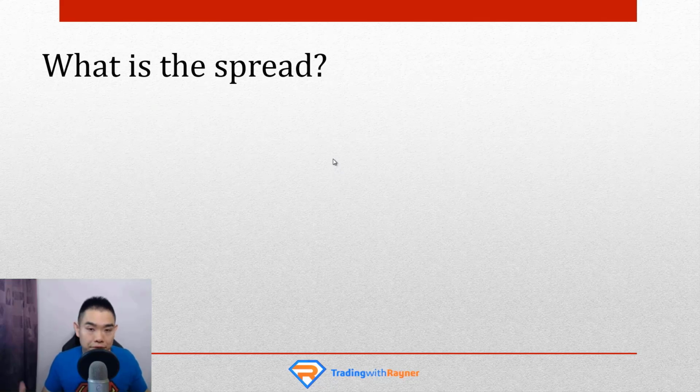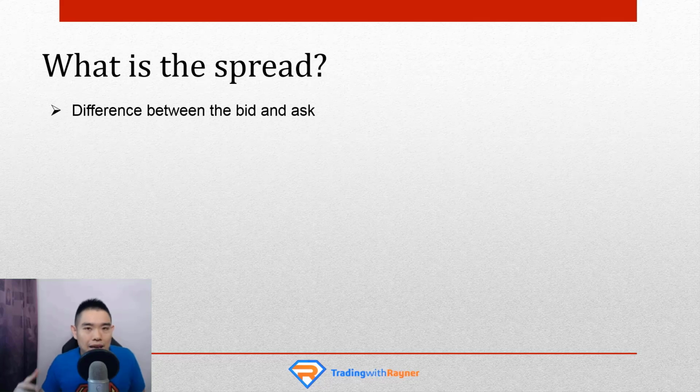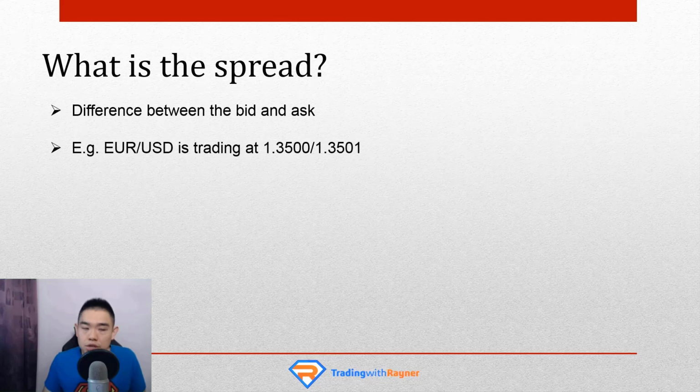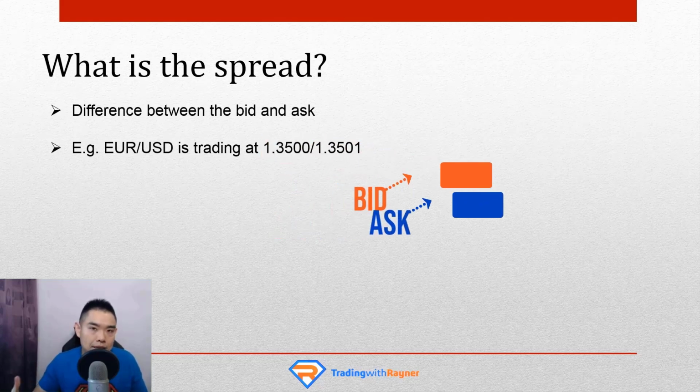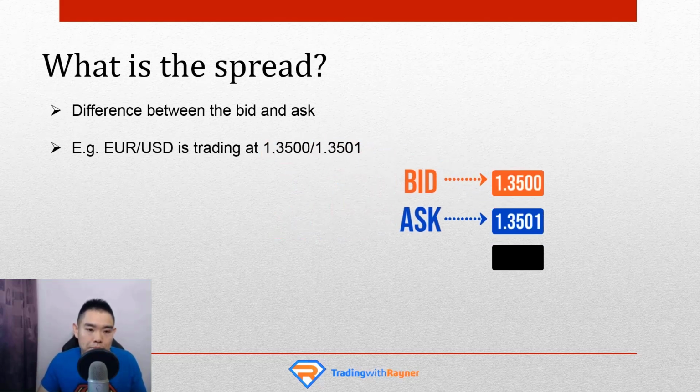What is the spread? Well, the spread, very simply, is the difference between the bid and the ask. So let's say, for example, Euro USD is trading at 135.00. This is the bid. And the ask is trading at 135.01. This is the ask. So the difference between the bid and the ask, in this case, is 1 pip. So this is the spread on Euro USD.